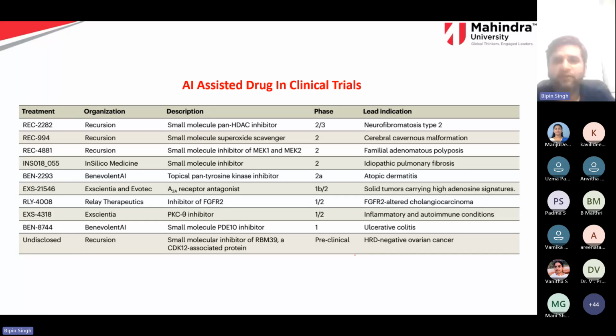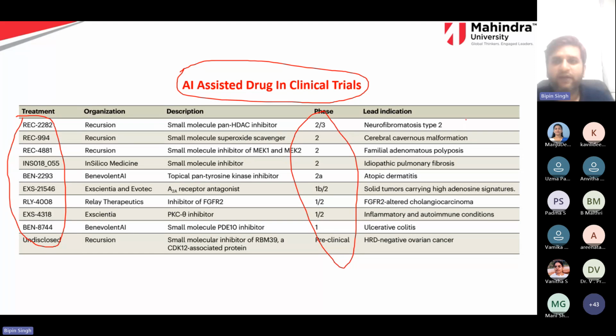And before going into that part, I'm just going to show you the current status of AI-designed drugs in the world. These are the drugs which are currently in different phases of clinical trials. The phases are mentioned here, and the different kinds of disease they are targeting. If you are really interested in this area, you can pick up these drugs, because for all of them some part of their discovery is already published in multiple papers.